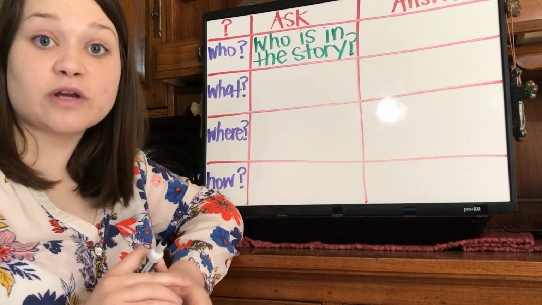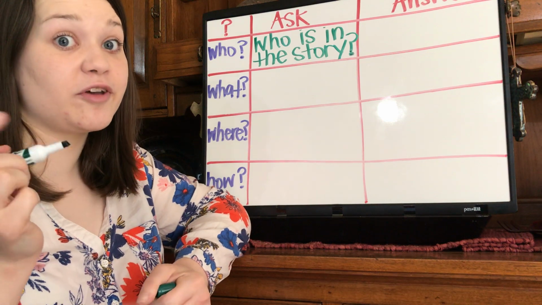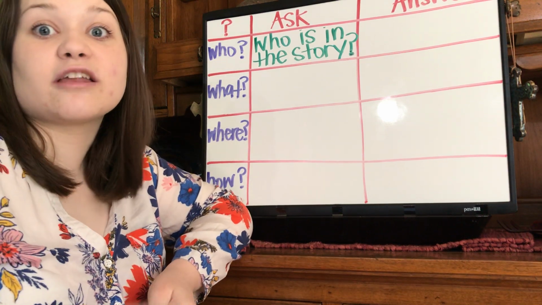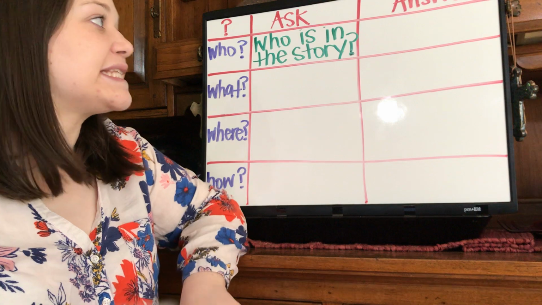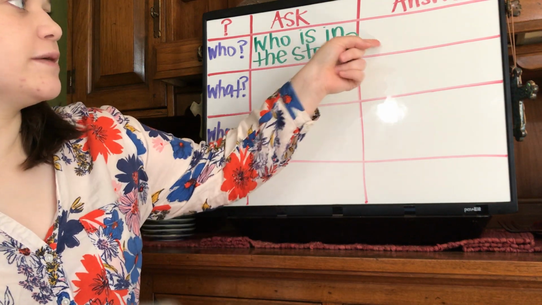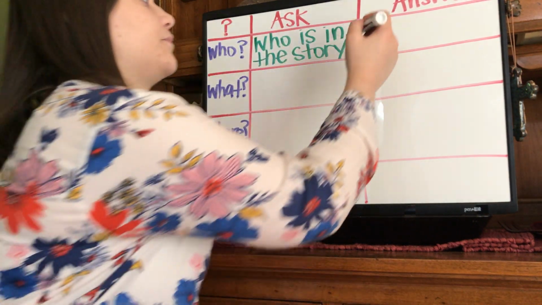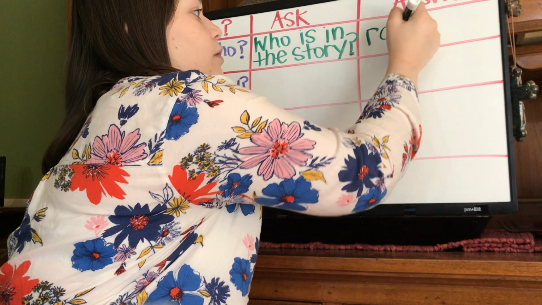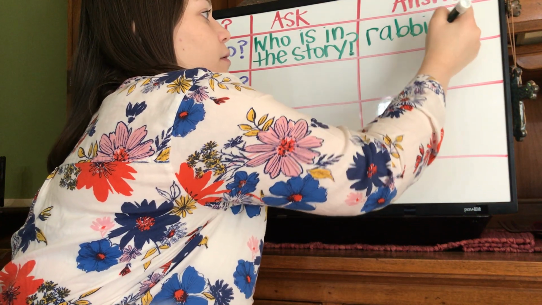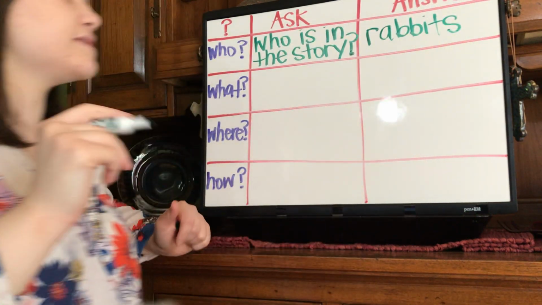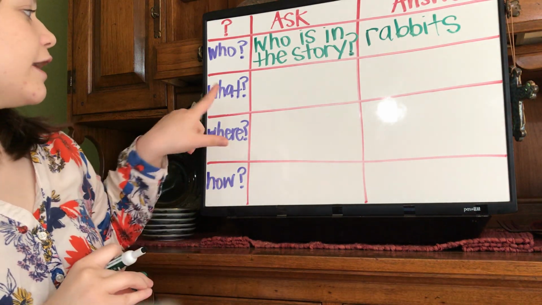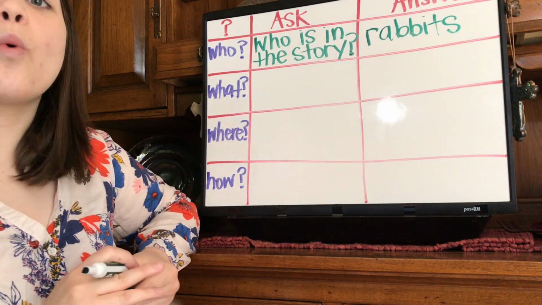So who is in the story? My characters. There weren't any people, but there were some animals, and those animals were rabbits. So my answer would be, who is in the story? My answer is rabbits. Rabbits. Okay. Now my second question word is what.